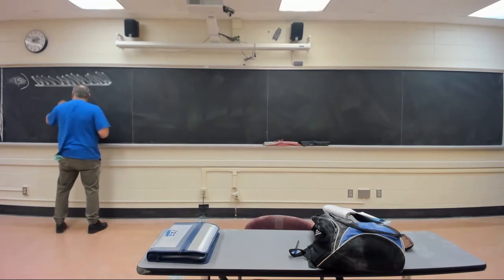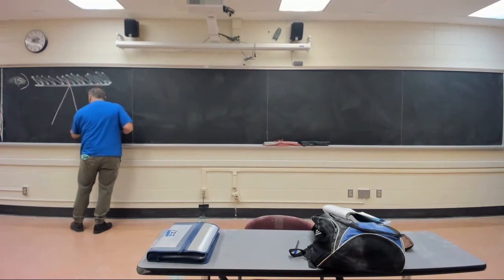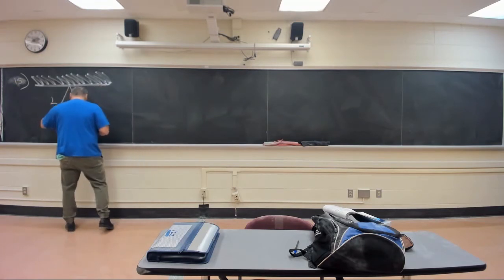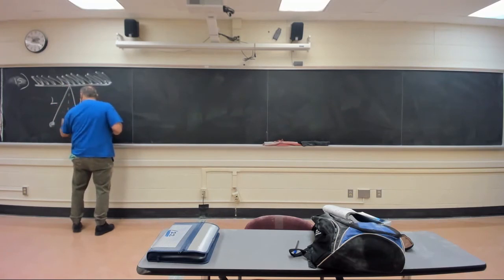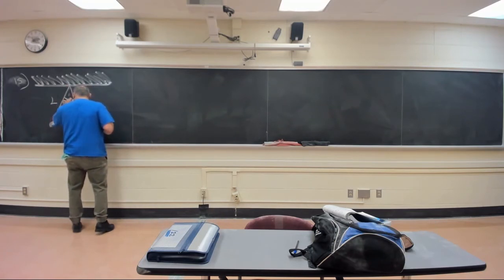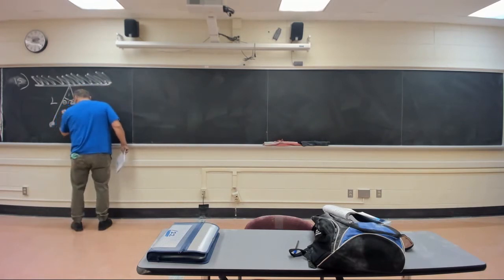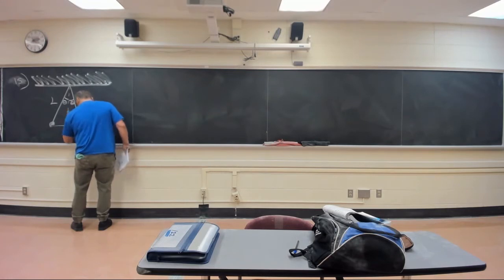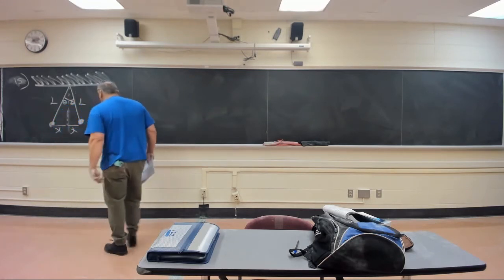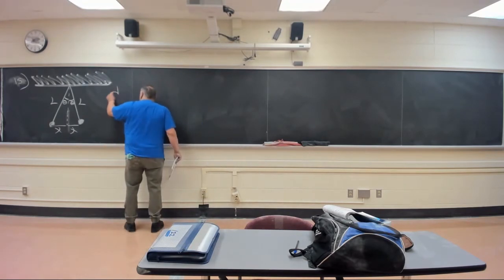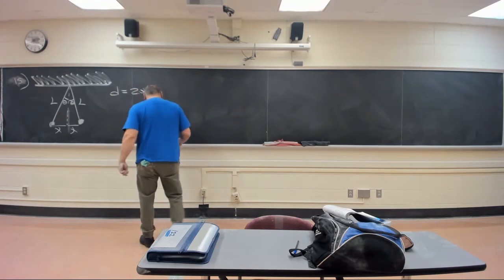They're telling us the masses are the same, the length here is the same. With the vertical, they're telling us that's theta. That's also theta. Pretend I know how to draw, guys, which is quite a stretch. This is x, this is x. Not really the same size, but pretend they are. The distance between them is 2 times x.